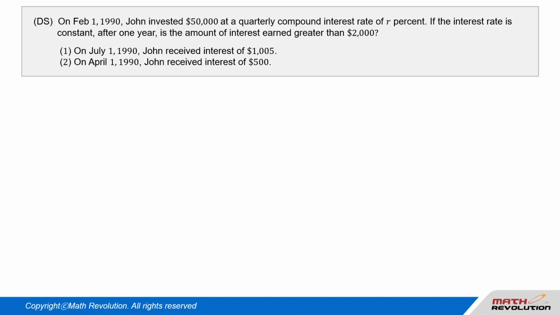Question 3. DS. On February 1st, 1990, John invested $50,000 at a quarterly compound interest rate of R%. If the interest rate is constant, after 1 year, is the amount of interest earned greater than $2,000? Condition 1. On July 1st, 1990, John received an interest of $1,005. Condition 2. On April 1st, 1990, John received interest of $500.